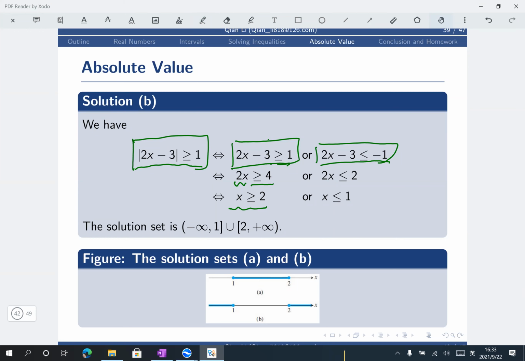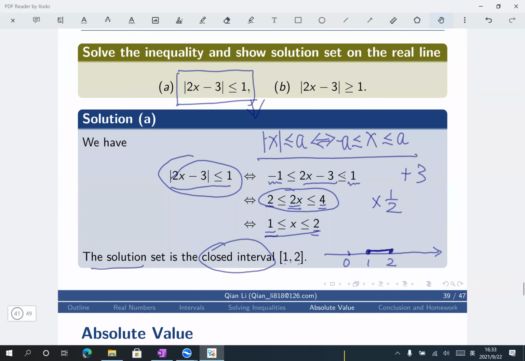Yes. This is the solution for the first inequality. For the other inequality, if we add 3 on both sides, we get 2x is smaller than or equal to 2, right? Then we multiply by 1 over 2 on both sides and get x is smaller than or equal to 1, right? So this is the solution for the inequality, right?